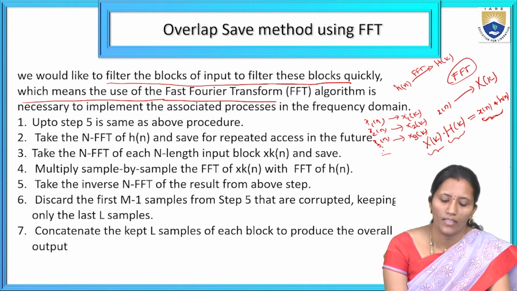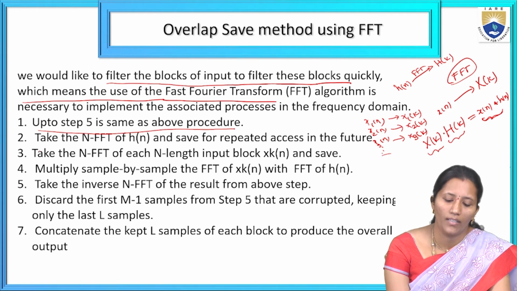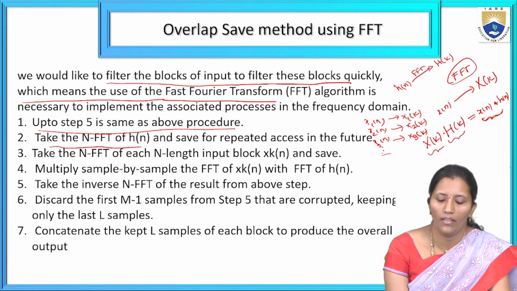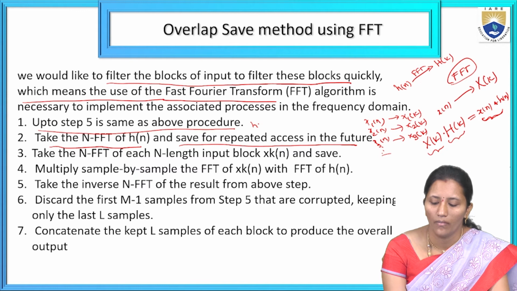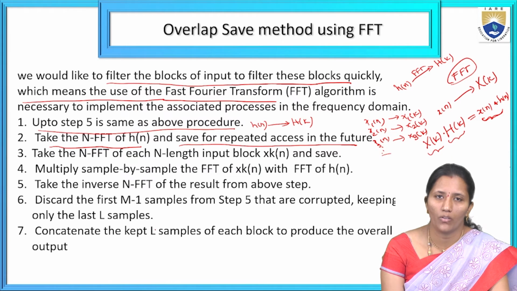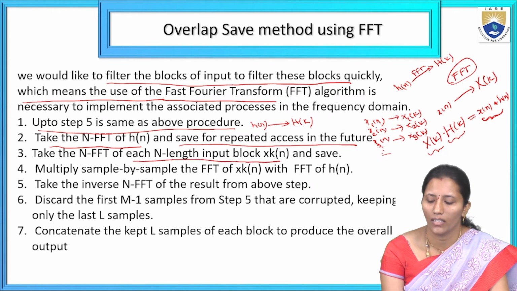Steps 2 up to 5 are the same procedure as above, the segmentation process to get x1 of n, x2 of n. Next, take the N-point FFT of h of n and save it for repeated access in the future. That is, we apply the FFT algorithm and get h of k, the frequency domain signal. Then take the N-point FFT of each N-length input block xk of n and save. That is, we apply the FFT algorithm to x1 of n and get the frequency domain signals x1 of k, x2 of k, x3 of k.